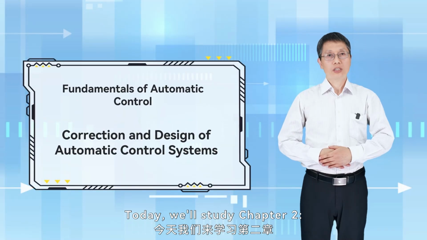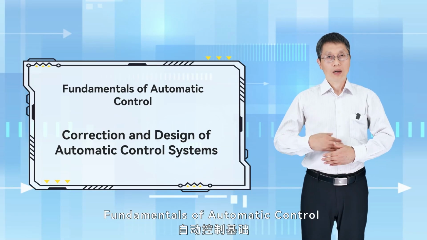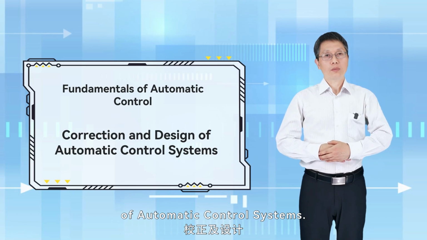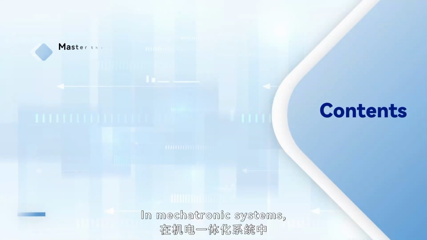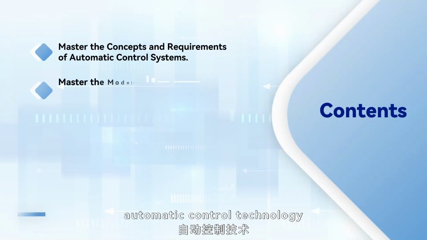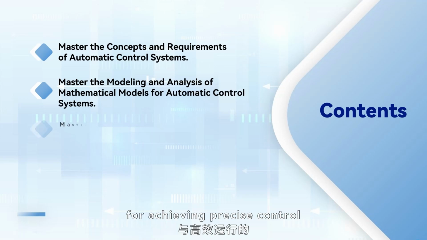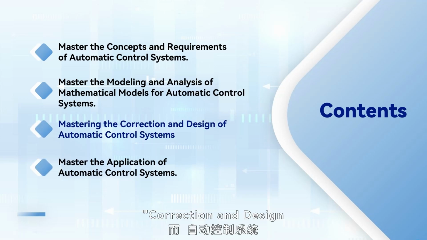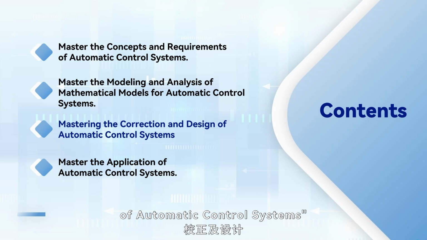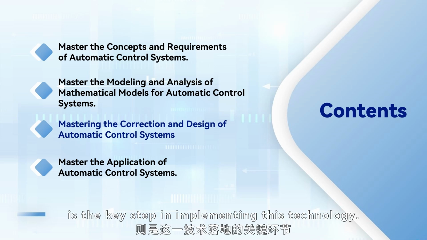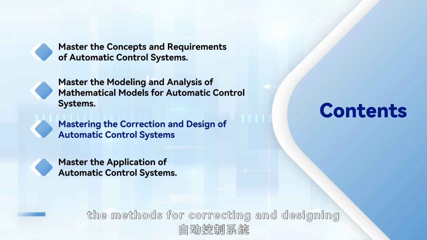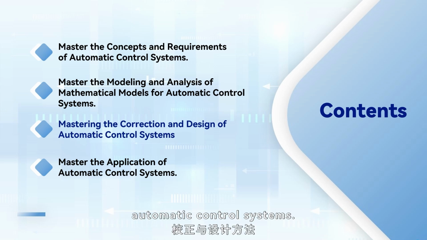Today, we'll study Chapter 2, Fundamentals of Automatic Control, Correction and Design of Automatic Control Systems. In mechatronic systems, automatic control technology is the core link for achieving precise control and efficient operation. Correction and design of automatic control systems is the key step in implementing this technology. Next, we will explore the methods for correcting and designing automatic control systems.